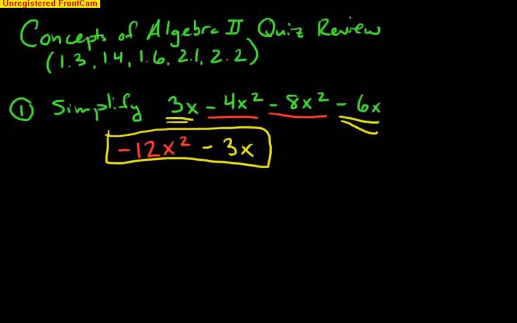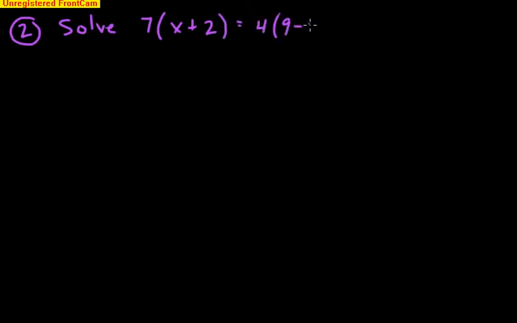All right, the second and third one will both involve solving equations. So let me go back to my color. Okay, we'll get purple. All right, so number 2. Solve, and I'm going to do a couple more difficult equations in my view. 7 times x plus 2 equals 4 times 9 minus x. Okay, so there's our equation.